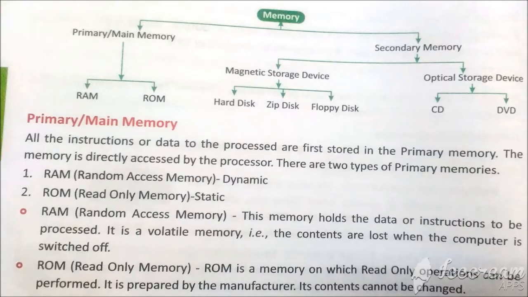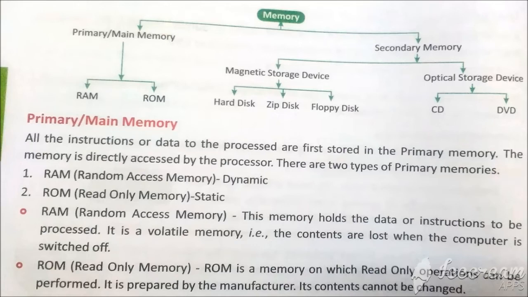Memory. Memory is the place where data and instructions are stored for storage and retrieval. Memory can be classified into two types, primary memory and secondary memory. Primary memory is again divided into RAM and ROM, random access memory and read only memory. Secondary memory is again divided into magnetic storage devices and optical storage devices.